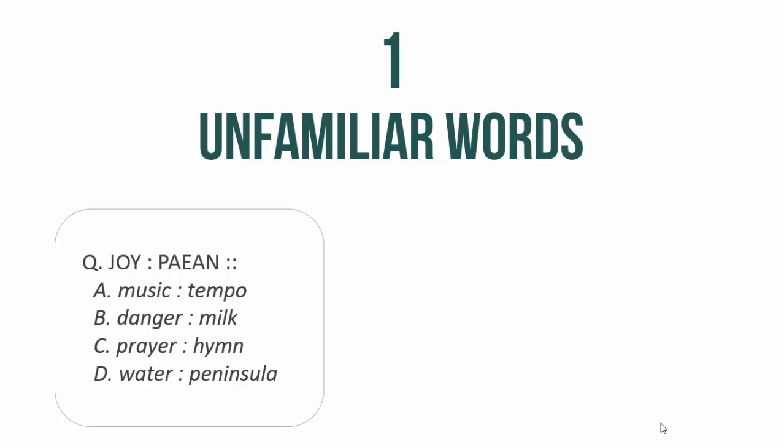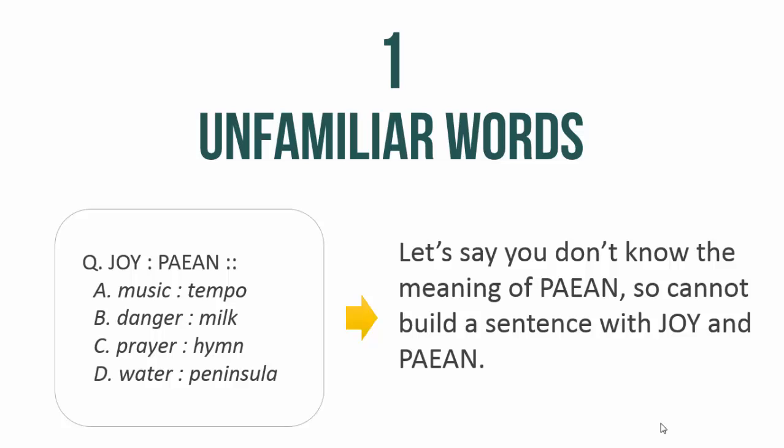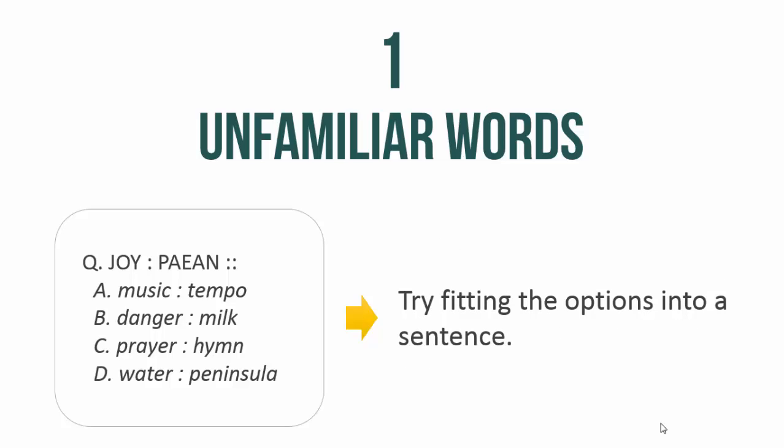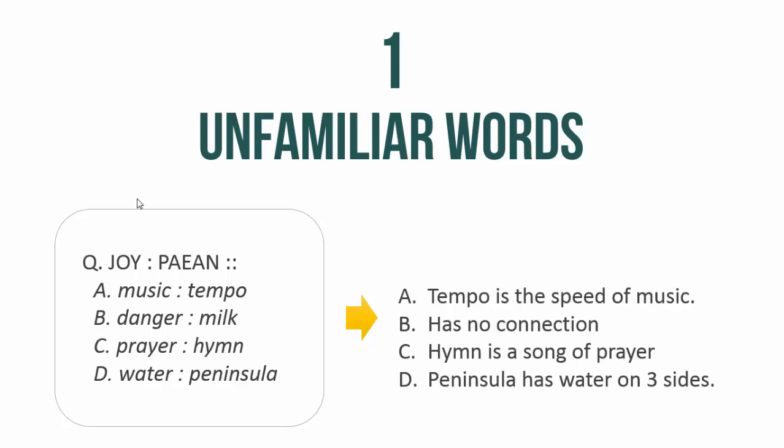For example, the word given here is pain and you don't know what it means. You cannot build a sentence with the words joy and pain because you just don't know what pain is supposed to mean. So what do you do? You try fitting the 4 options and back calculate and try and figure out what the relationship is. So let's try fitting each of these options into one sentence.